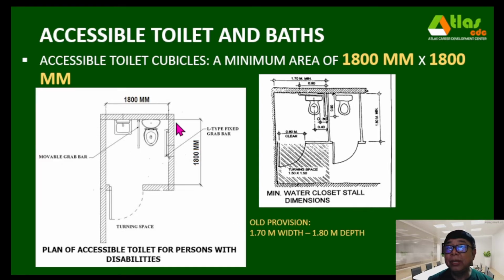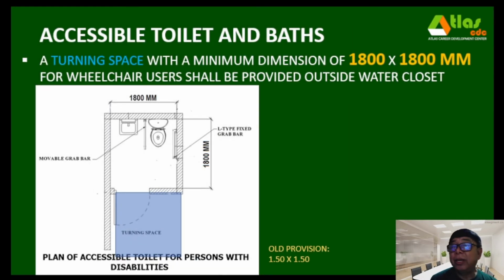So this will be the dimension of the toilet cubicle, comparing that with the old provision wherein the depth is 1.8, however the width is only 1.7. So now basically it's a square area, the inside dimension of the cubicle. Now a turning space with a minimum dimension of 1.8 by 1.8 for wheelchair users shall be provided outside of the water closet. Previously, the old provision is 1.5 by 1.5 turning space for wheelchair.